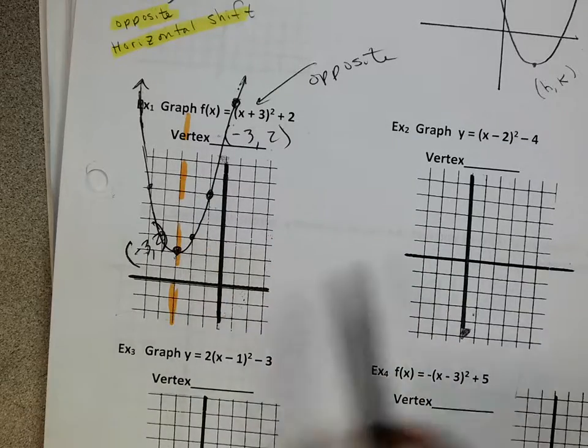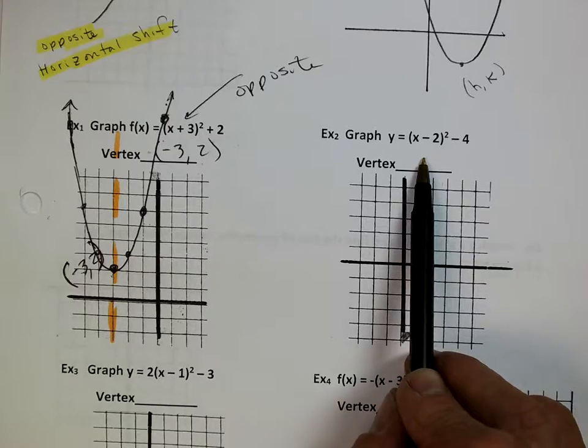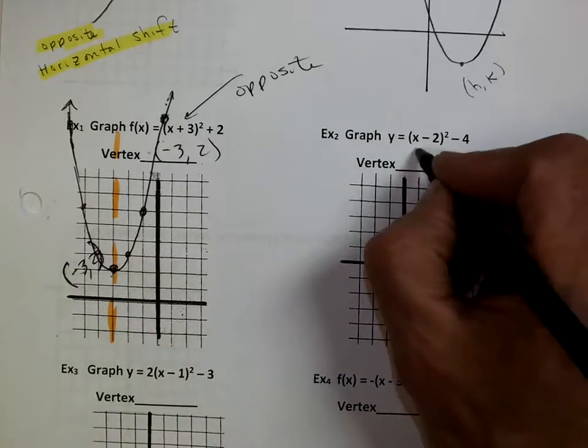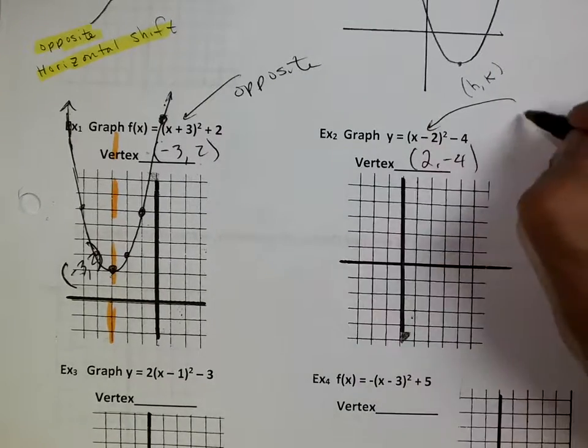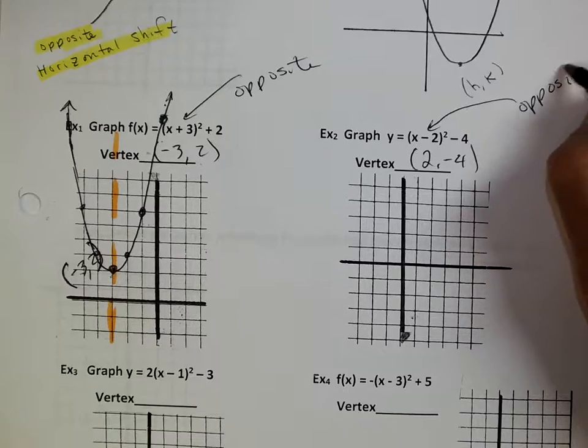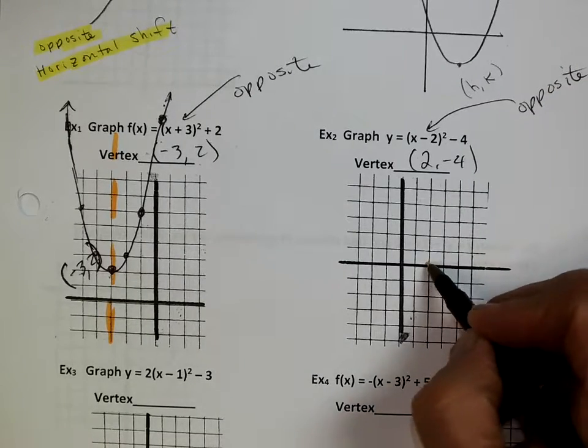Okay. So let's look at number 2. What is the coordinate of the vertex? 2, negative 4. Yeah, 2, negative 4 is correct. Who said that? Yeah, nice job, Saul. So Saul did the opposite. All right. So my coordinate is at 2, negative 4.